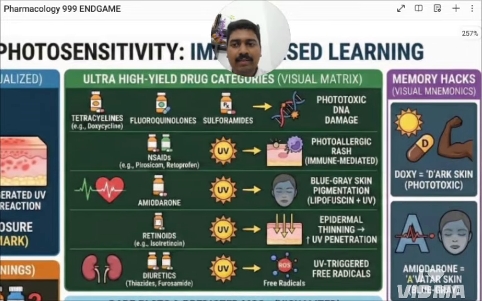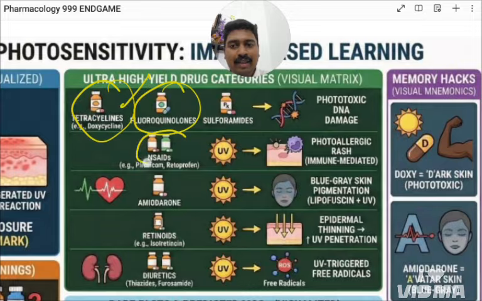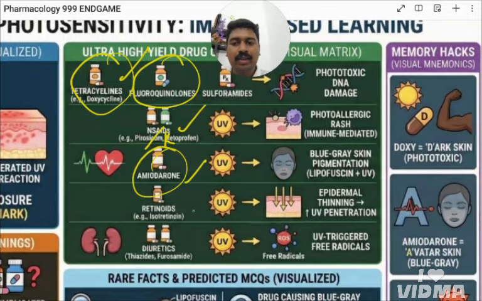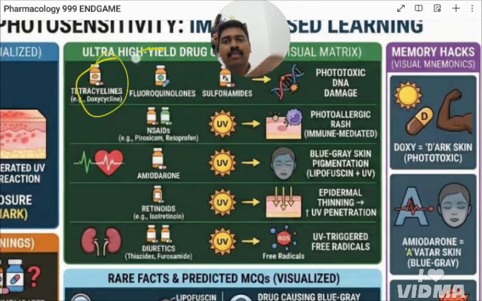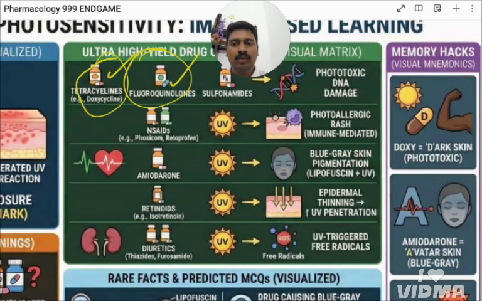So which are the drugs? One is tetracycline, doxycycline, fluoroquinolones. Then you have NSAIDs, that is piroxicam and ritoprofen, which is nothing but ketoprofen, a brand name. Next, amiodarone, isotretinoin and diuretics. Out of these, the important ones to remember are tetracycline and fluoroquinolones, meaning ciprofloxacin and all the floxacins, ofloxacin, moxifloxacin. Remember the NSAID and amiodarone. These are more than enough.